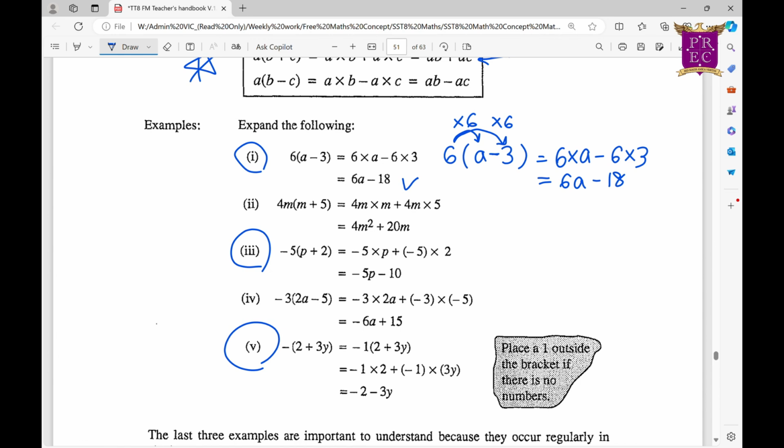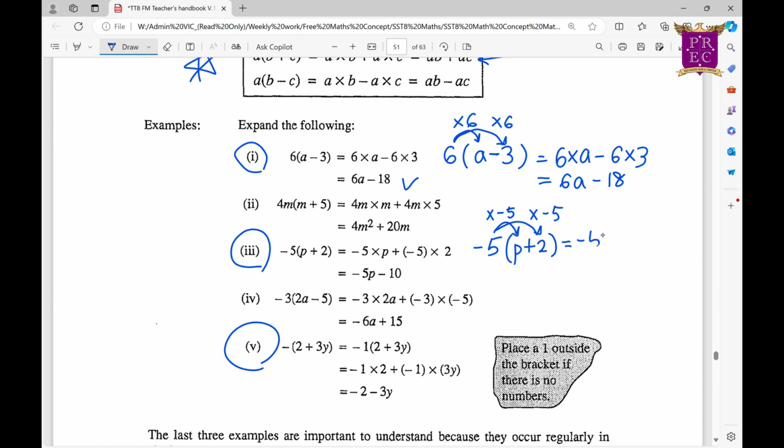Alright, example 3 involves a negative number outside of the bracket, but it follows the same rule. You want to multiply p by negative 5. Oh, sorry, did I say negative 3? I meant negative 5. Negative 5, and you want to multiply positive 2 by negative 5 as well. Always make sure you pay attention to the symbol at the front of any number.